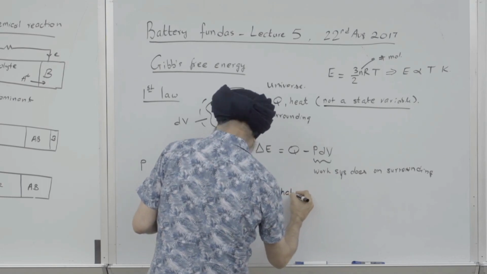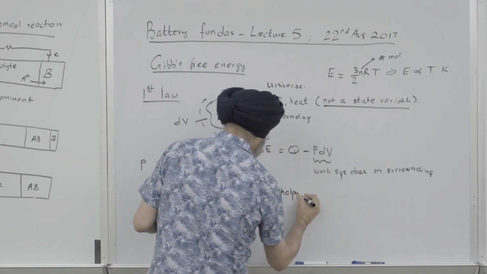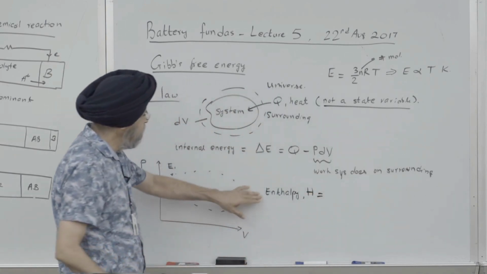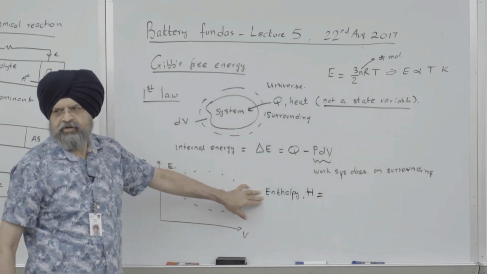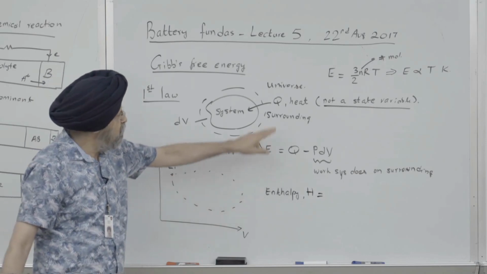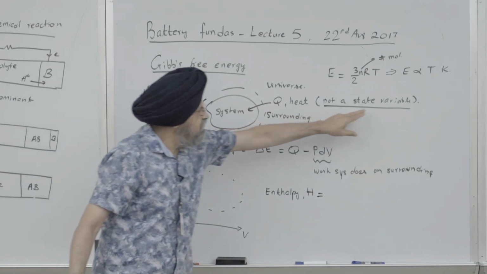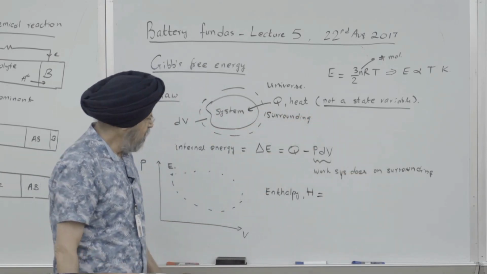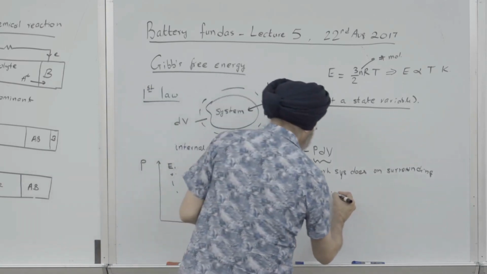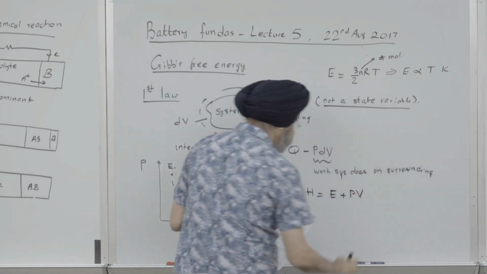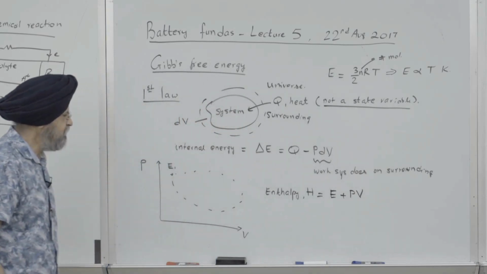Enthalpy, which is H. So humankind came up with this enthalpy concept. This is a figment of our imagination, just to deal with Q, which is not a state variable. So what is enthalpy? We said it's equal to E plus PV. So we came up with this idea.